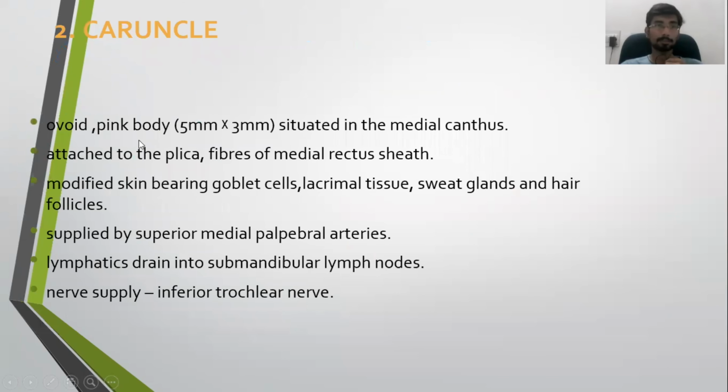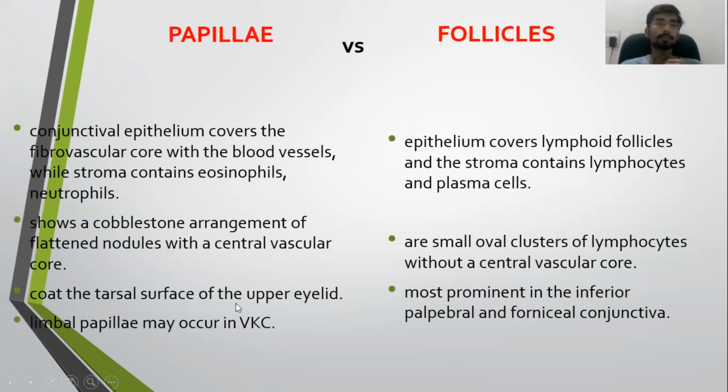Caruncle is an ovoid pink body 5 mm by 3 mm situated in the medial canthus, attached to the plica fibers of medial rectus sheath. Caruncle is modified skin bearing goblet cells, lacrimal tissue, sweat glands and hair follicles. Supplied by superior medial palpebral arteries, lymphatics drain into submandibular lymph nodes, nerve supply is infratrochlear nerve.